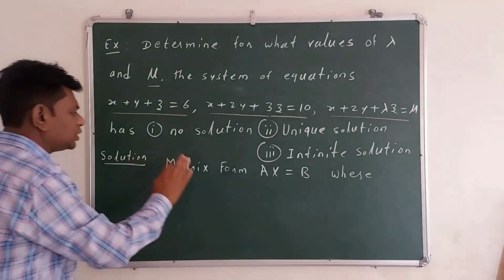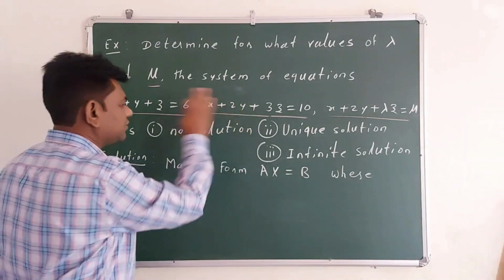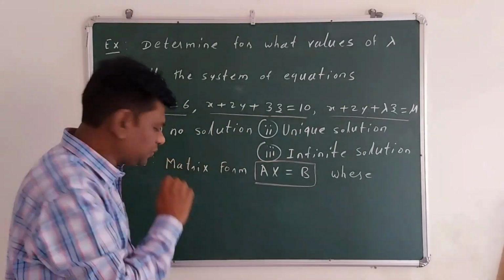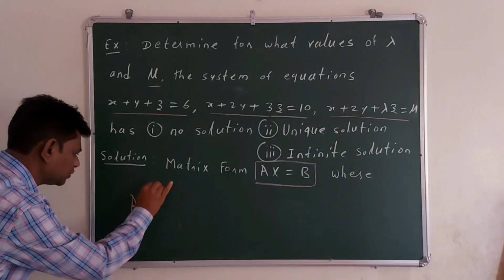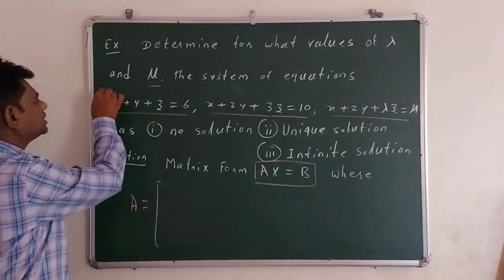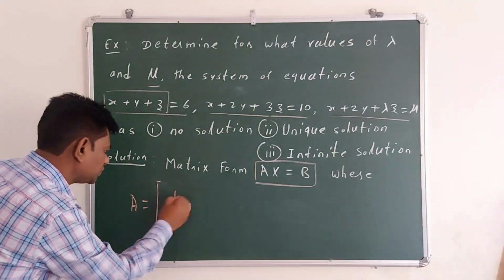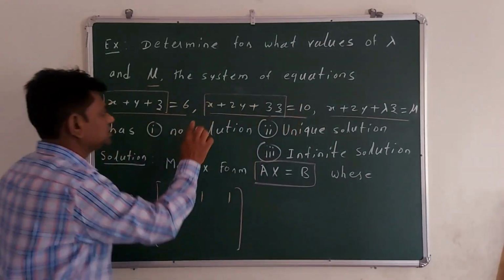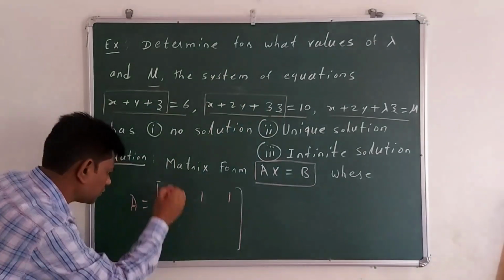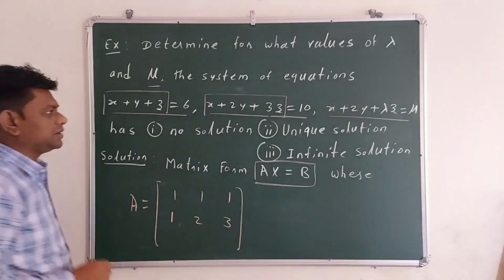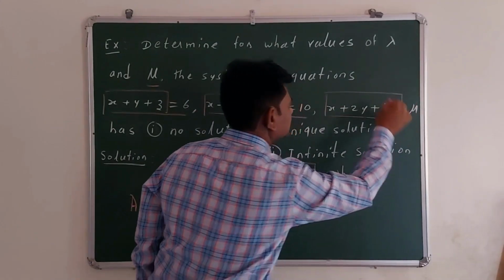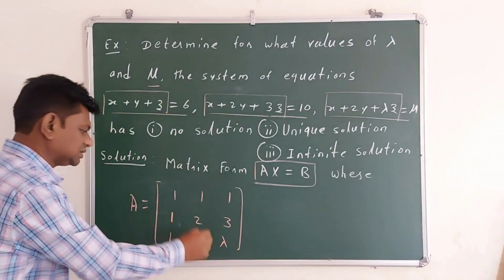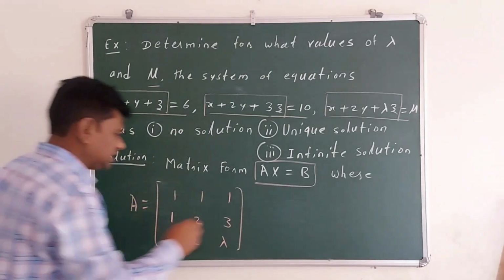Now the solution. First we write the matrix form of the given system. The matrix form is Ax = B, where A is the coefficient matrix. Here A is equal to: the coefficients of x, y, z in the first equation form the first row, 1, 1, 1. The coefficients in the second equation are 1, 2, 3. The coefficients in the third equation are 1, 2 and lambda. So this is the third row of the coefficient matrix A.